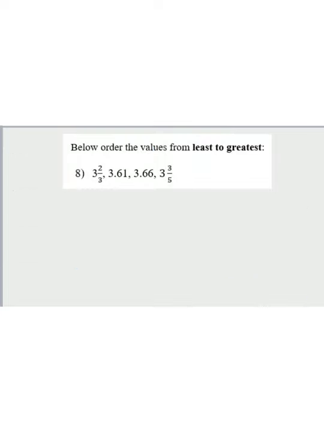Okay, for this next one, it wants us to order the values from least to greatest. We've got fractions and we've got decimals here. So remember, when you have a mixture of fractions and decimals, the best thing to do is to make them all into decimals because it's very easy to compare. So we need to change this into a decimal and this into a decimal. I'm drawing my little cartwheel because I'm going to make them into improper fractions and then divide. So the first one, 3 times 3 is 9 plus 2 is 11 over 3 as an improper fraction. And then the second one, 3 times 5 is 15 plus 3 is 18 over 5.